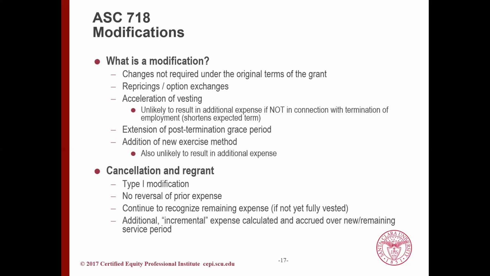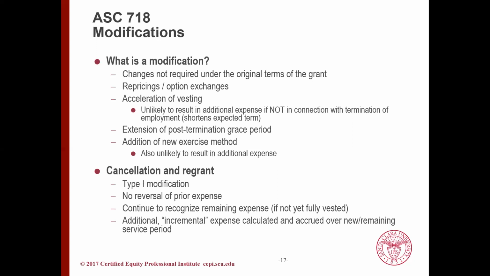In this Level 2 exam, the focus is on understanding the concept of what a modification is, as well as a basic understanding of what constitutes a Type 1 modification. So Type 1 modifications include such things as option repricings, acceleration of vesting, and the extension of the option term, and are viewed as a cancellation of the original option and the grant of a replacement option.